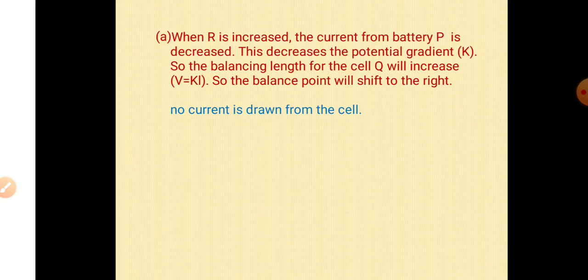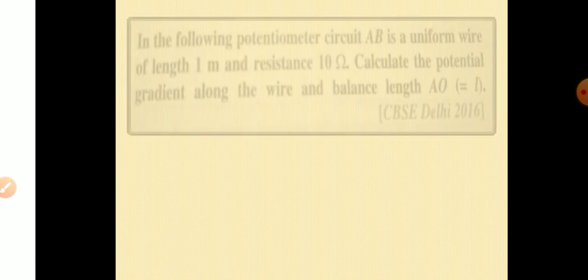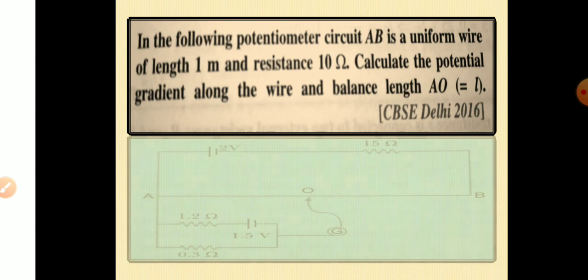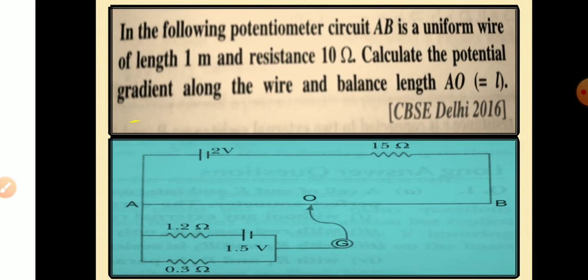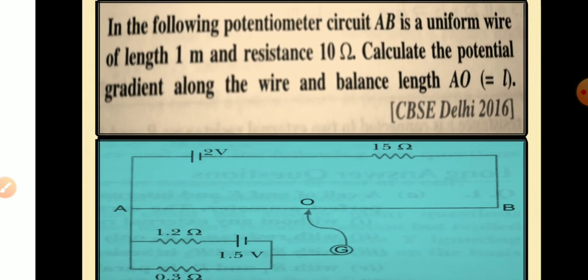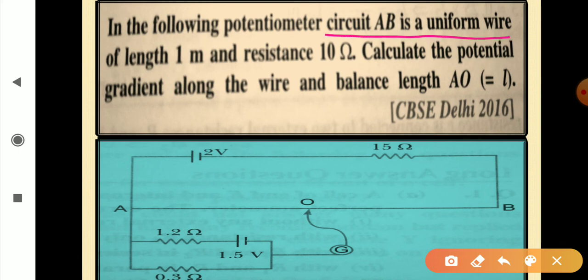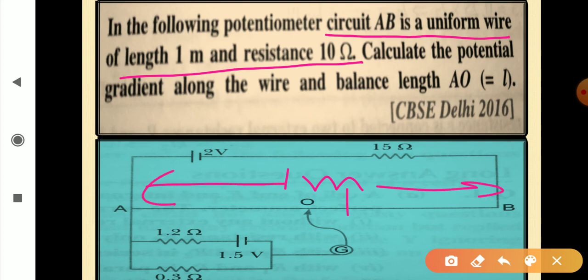So let us move on to the next problem. Again, a very good problem, and it is based on the internal resistance. So, in the following potentiometer circuit, AB is uniform wire of length 1 meter and resistance 10 ohm. Means from here to here it is 1 meter, the length is given, and resistance is given to be 10 ohm, right? Calculate the potential gradient along the wire and balancing length L.